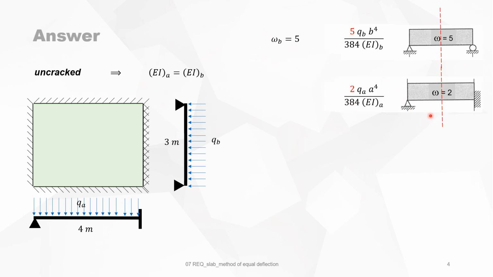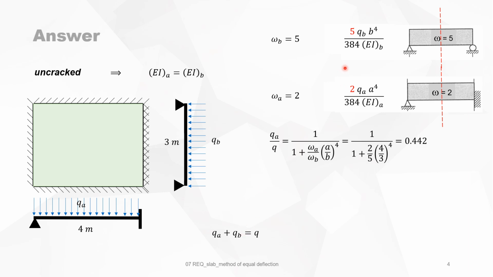This is the direction in A span. It's simply supported and fixed. So this is the formula for the deflection at midspan. You see the 2, so omega A is now 2. We know that the sum of QA plus QB is equal to Q. And from this, you can derive this formula.